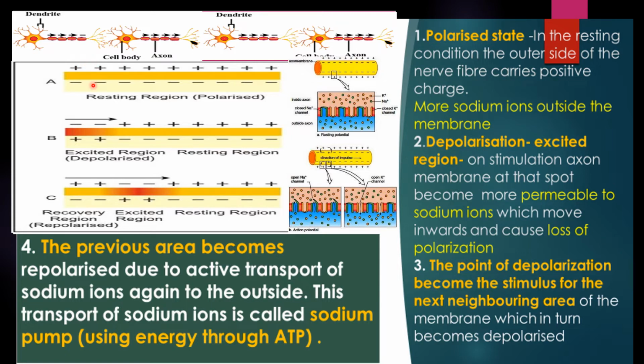Then, on stimulation, here you can see, this is the diagrammatic representation. On stimulation, the axon membrane at that spot becomes more permeable. Then the positively charged sodium ions will move inward and cause loss of polarization. That stage we call depolarization. Then that area becomes the excited area or excited region, because of that permeability, positively charged sodium ions move inward.